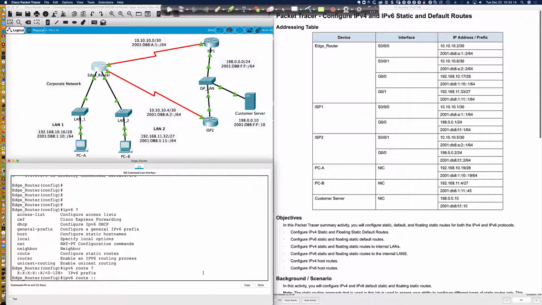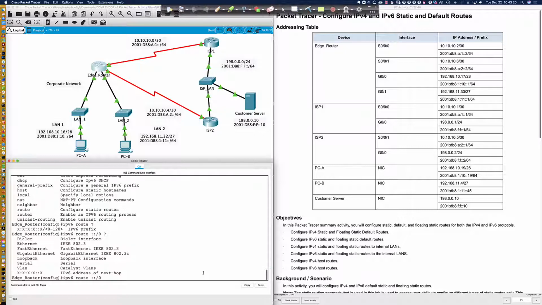Well, remember, it's a static default. And in IPv6 terminology, that's ::/0. And now it wants either the outgoing interface or the next hop that we're going to be using. Now remember, you can see right here, IPv6 address of next hop. Again, on the other router, not on edge router, not on me, I need the next hop. Where am I sending this traffic to? Well, we have that in our addressing table, 2001:DB8:A:1::1.